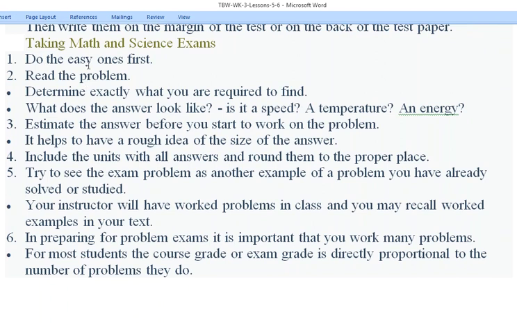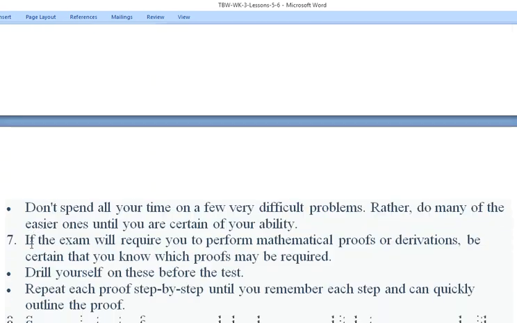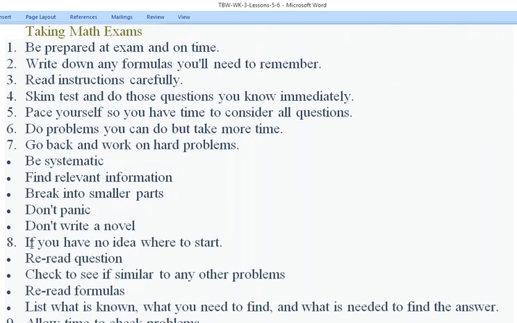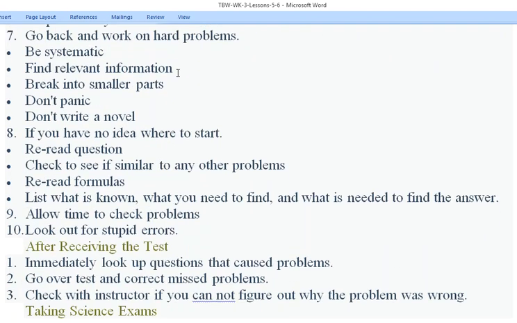Here are the points. Do the easy ones first, that is, attempt the easy questions first. Read the problem. Determine exactly what you are required to find. What does the answer look like? Estimate the answer before you start to work on the problem. Include the units with all answers and round them to the proper place. Clear? And these are the few points that you have to keep in mind before you take the exams. Be prepared and be at the exam on time. Write down any formula. Fine.